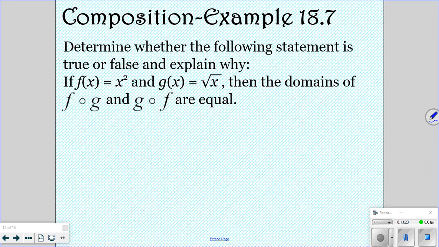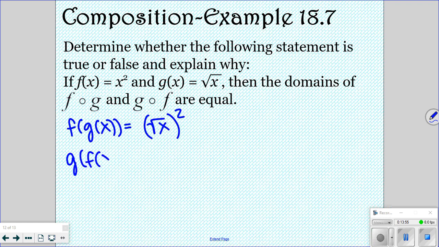Looking at one last one, it says determine whether the following statement is true or false and explain why. If f of x is the square root of x and g of x is x squared, it says the domains of f composed with g and g composed with f are equal. So let's first figure out what f of g of x is. f of g of x would be the square root of x squared, because you plug this one into x. And then g of f of x would be the square root of x, and then squared.